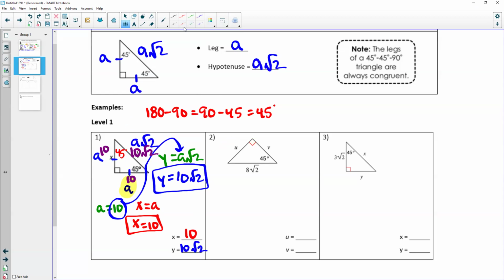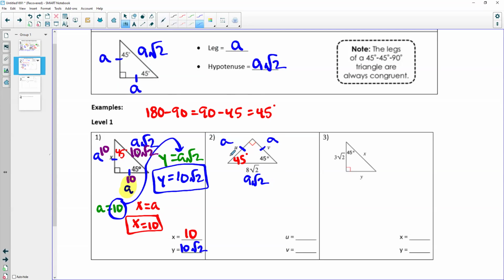So let's look at number 2. Number 2, okay, again, we're going to start off by labeling our angles. If this is a 90, if this is a 45, then this third angle must be 45 degrees. From here, we're going to want to label our sides according to our pattern. The legs are going to be labeled as A and A. So here are my legs that are congruent. This will be A, this will be A, and our hypotenuse, which in this case is given to us, we're going to label it as A square root of 2.